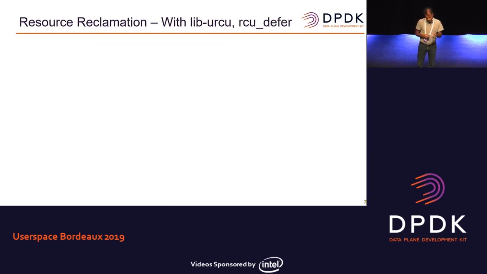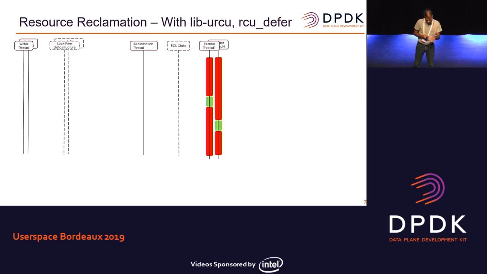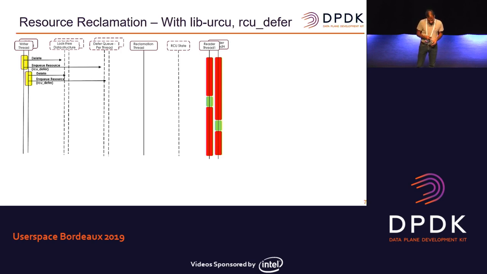So the next method that's provided in the liburcu is called RCU defer. So here, again, the same things. We have a reclamation thread. But what's different in this is the defer queue is per thread. It is not a global defer queue, but it's per thread. So again, the writer deletes, and instead of enqueuing it on the global queue, he enqueues on his thread local queue.